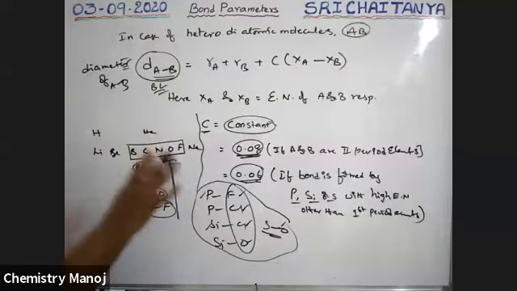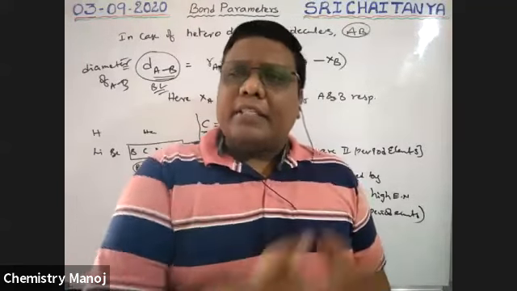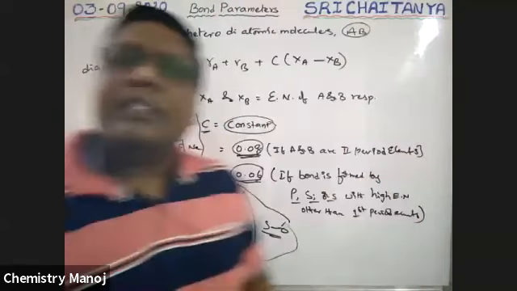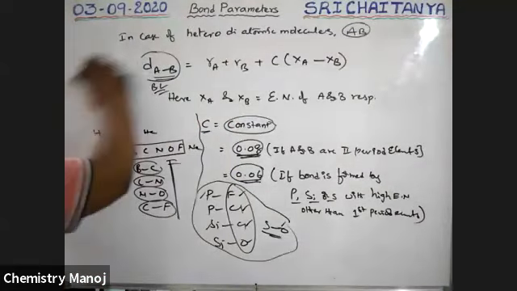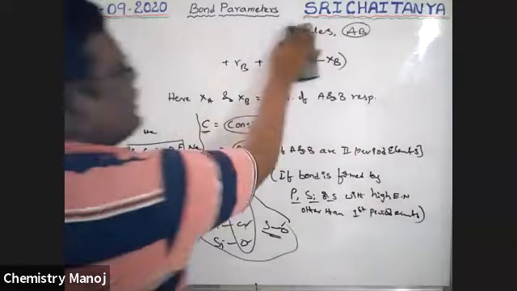So this is the formula mostly useful to calculate bond length. In many cases this is very, very useful, boys, but not for all cases. Next, what are the factors influencing this bond length?